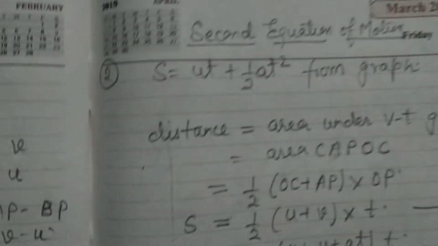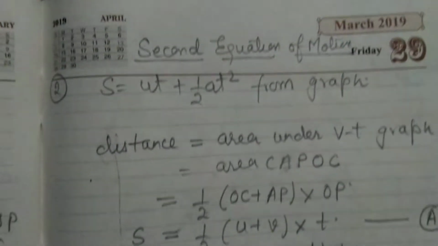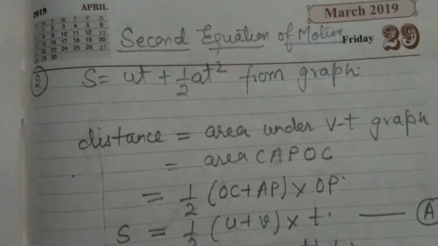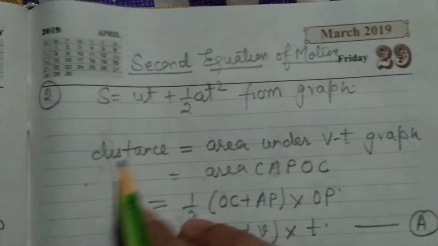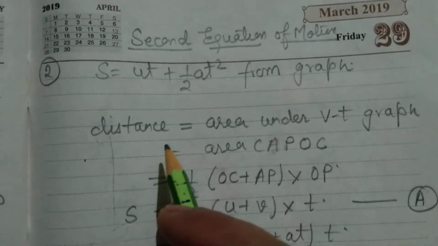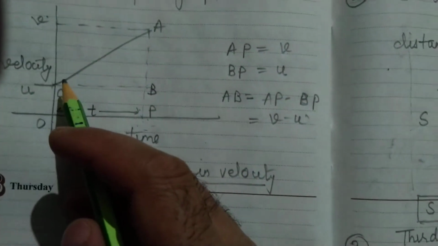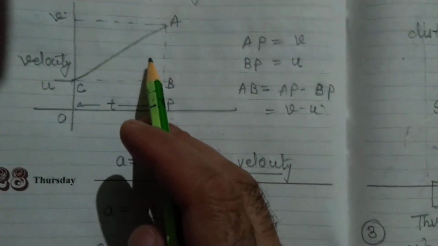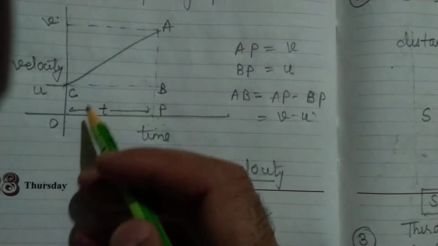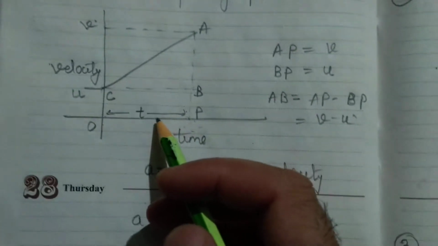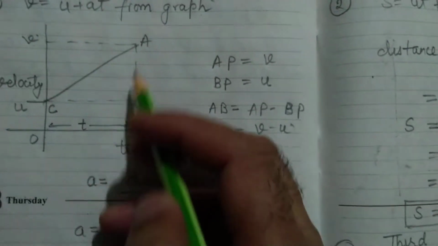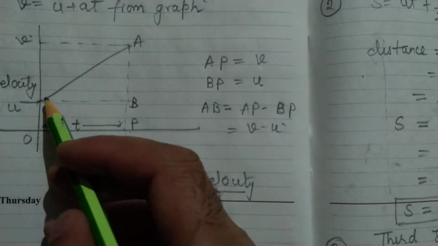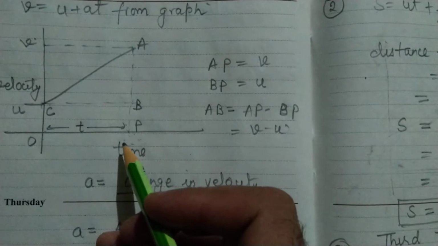Now we will go to the second equation of motion. So the second equation of motion is S = UT + half AT square, and we are deriving it from graph. Now we will again go to this graph. We know that we can calculate distance from this graph. The distance will be the area below the VT graph. So the S, that is this S, is the area under this graph, or we can say it is the area of this part, CAPOC.